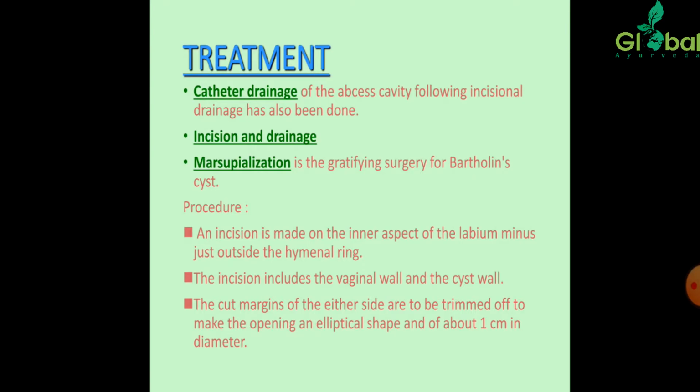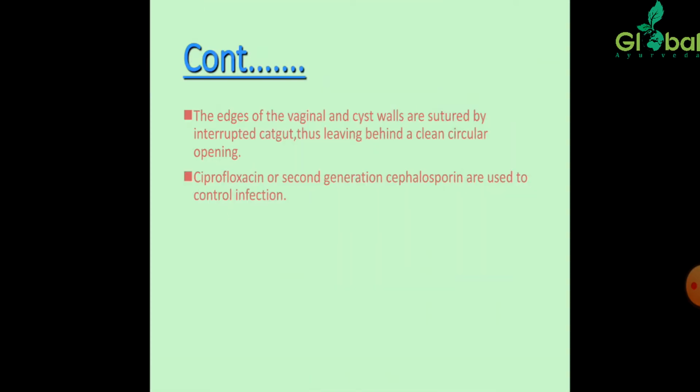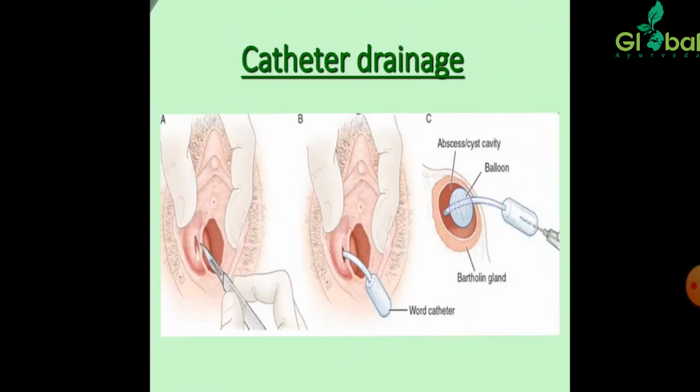Procedure. An incision is made on the inner aspect of the labium minus just outside the hymenal ring. The incision includes the vaginal wall and cyst wall. The cut margins of the other side are trimmed off to make the opening elliptical in shape and about 1 centimeter in diameter. The edges of the vaginal and cyst wall are sutured by interrupted catgut, leaving behind a clean circular opening. Ciprofloxacin or a second generation cephalosporin is used to control infection.